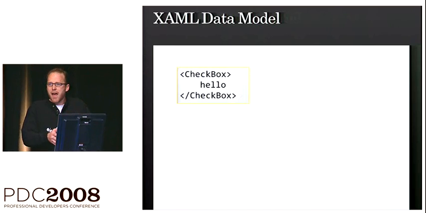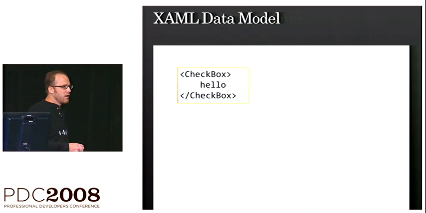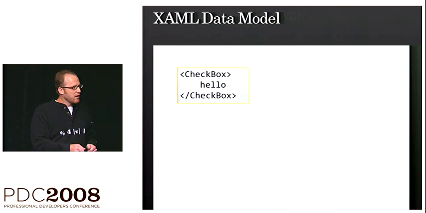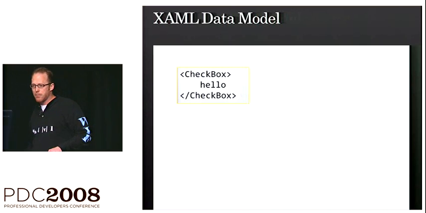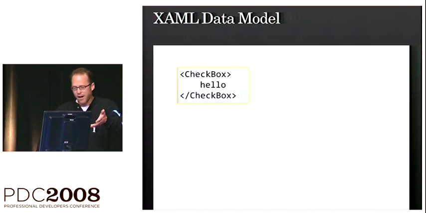And XAML maps that to create a new checkbox object. And we figure out that there's a content property, and we put that string inside of the content property of the checkbox. That's cool. Okay, so I could process that.